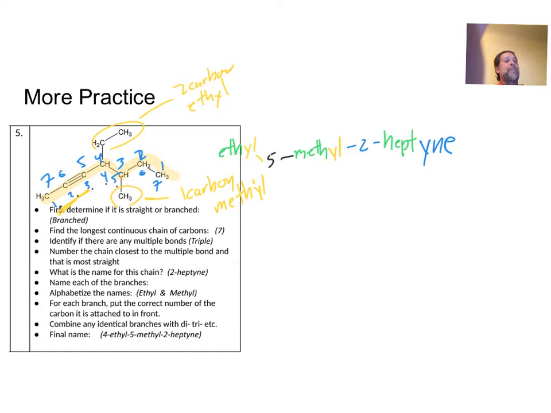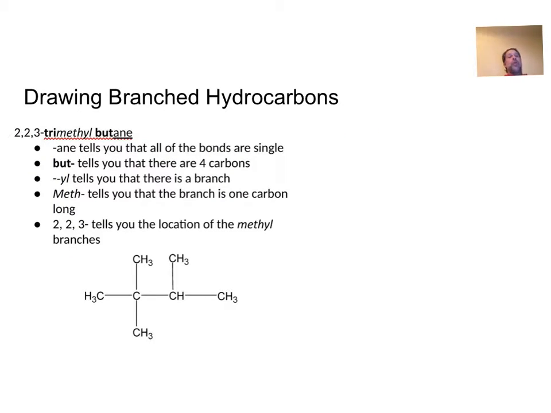So it's an ethyl, and that one is on the 1, 2, 3, 4th carbon. So it's a 4-ethyl, 5-methyl, 2-heptyne. Now, when you're asked to draw these structures, again, we're going to go through the same process, but there are a couple of things that we have to keep track of.